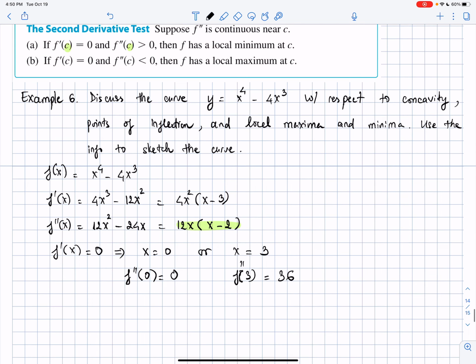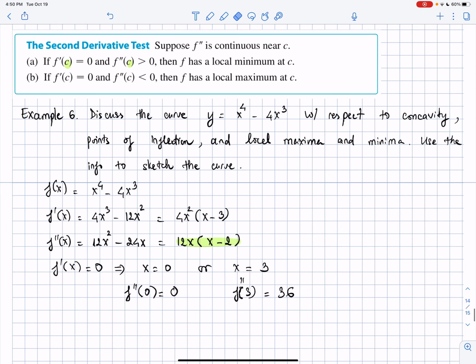Okay. So with f double prime equal to 0, it does not tell me anything. But with x equal to 3, f double prime is 36, then I can see this now, right? So f prime of x equals 0, and then we solve for x equals 3. We plug in 3 into f double prime, we got 36. So this is exactly part A.